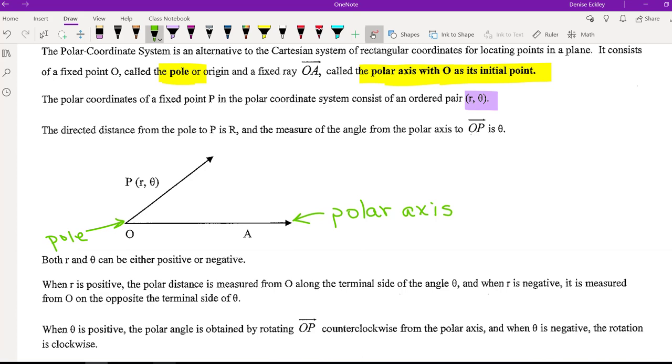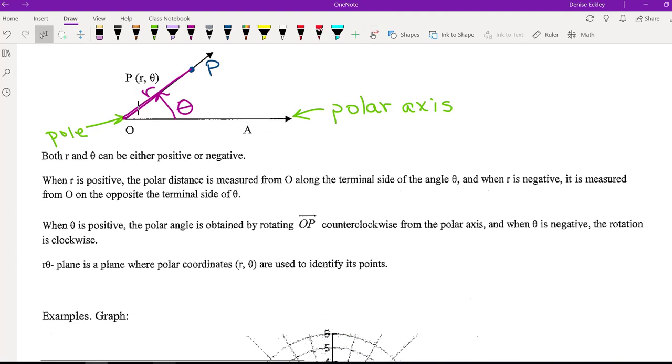And our point is made up of the angle theta. And it's counterclockwise most of the time if it's positive. And again, just like before when we were doing our trig, if it's a negative angle, you go clockwise. And r is the length if we fix P someplace on this ray. If that's our P, r is this distance right here. That's r.